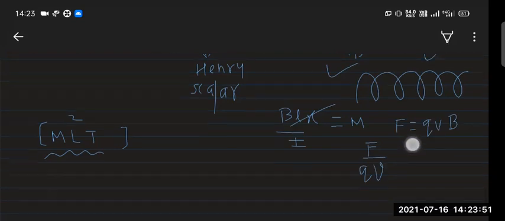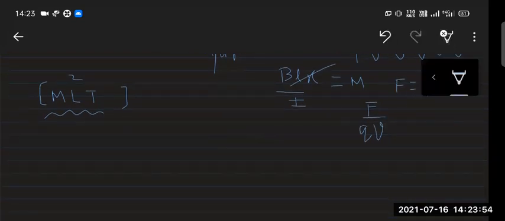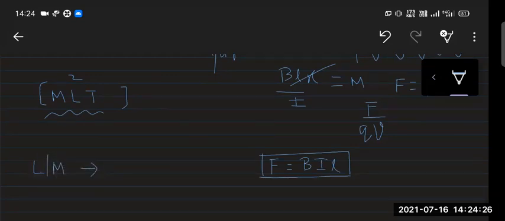Can you also think in a simple way, that you know F is what? BIL. Yes. Can you solve with the help of this? Then B is equal to F by IL. Try to understand in this particular format. You are supposed to find what? Inductance, L or M, right? So that is what? Flux upon current.